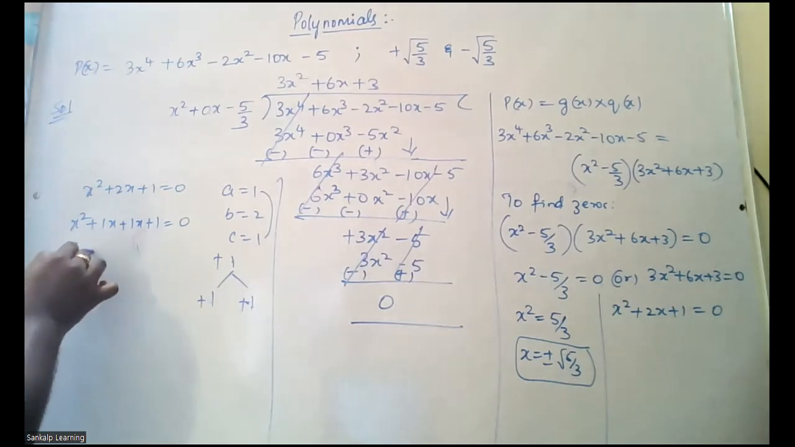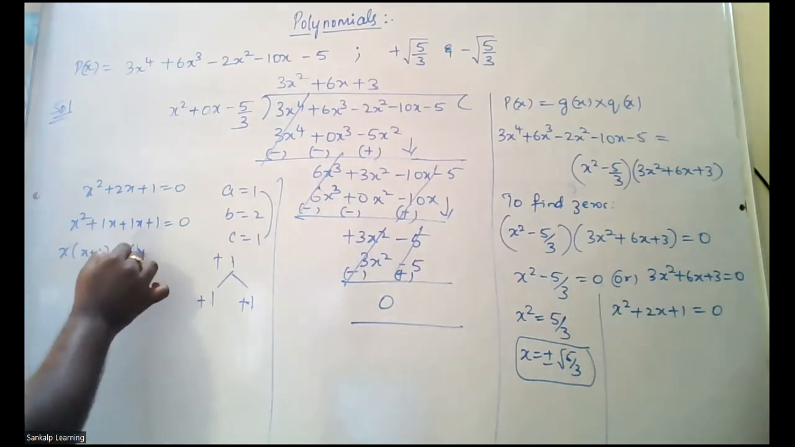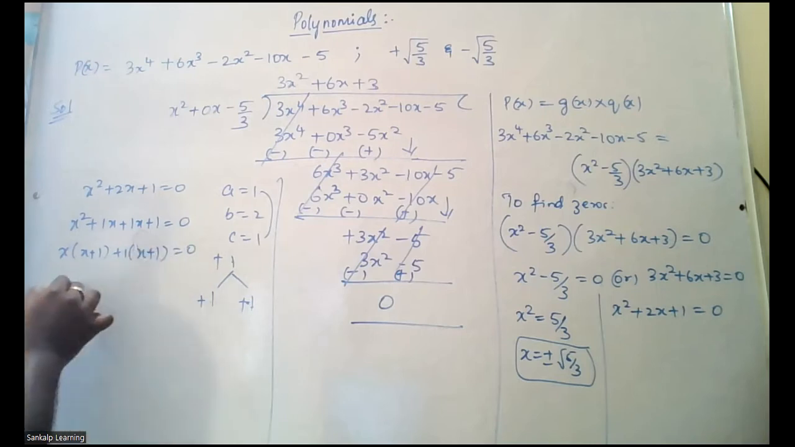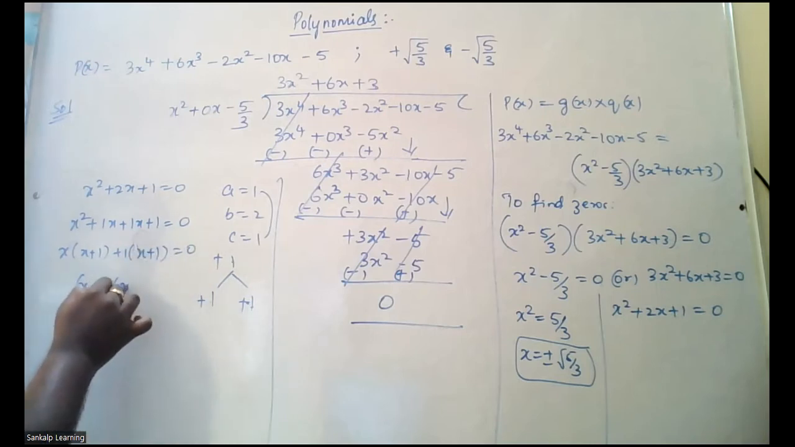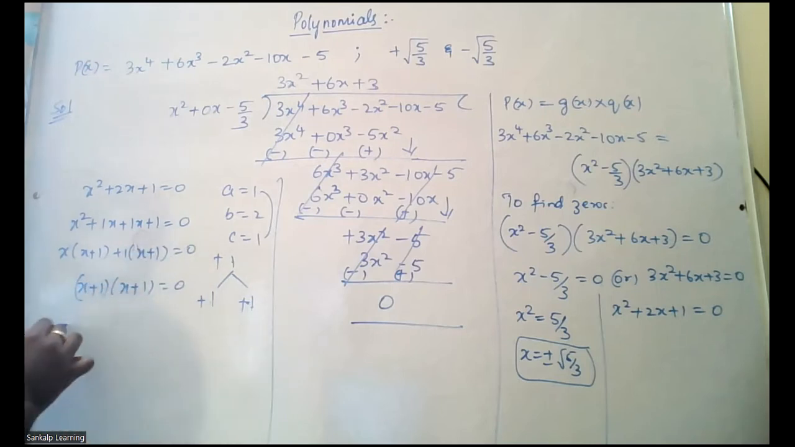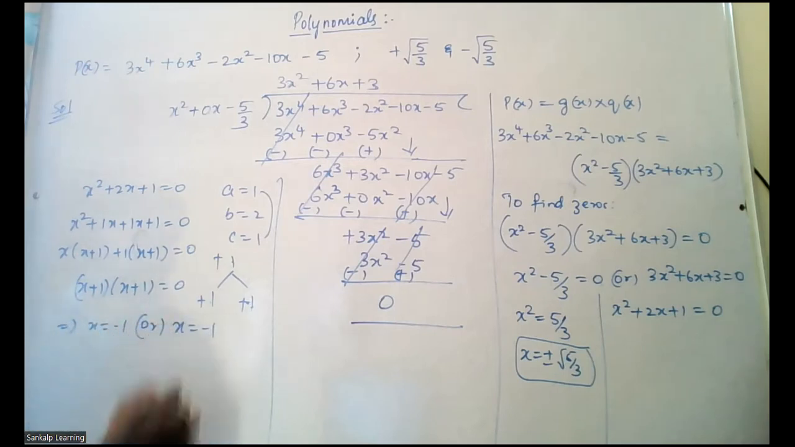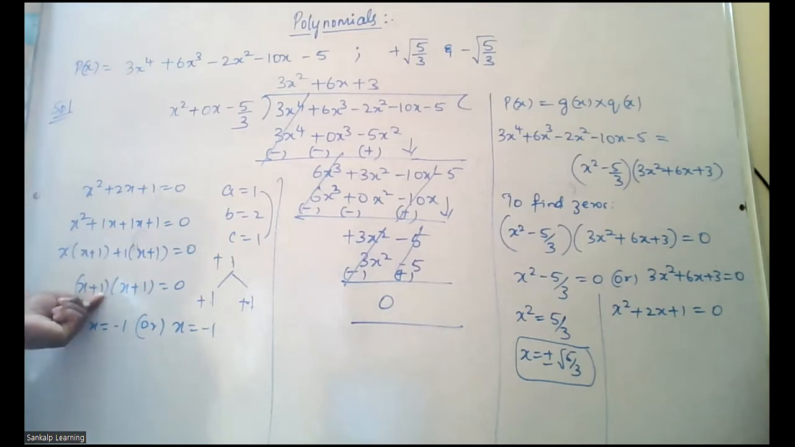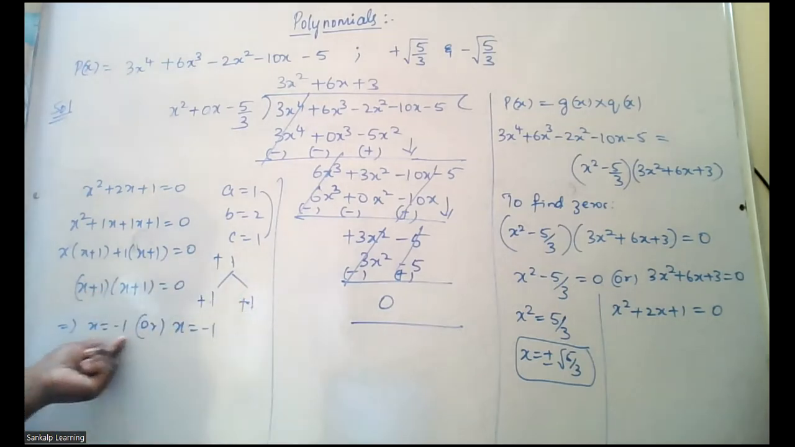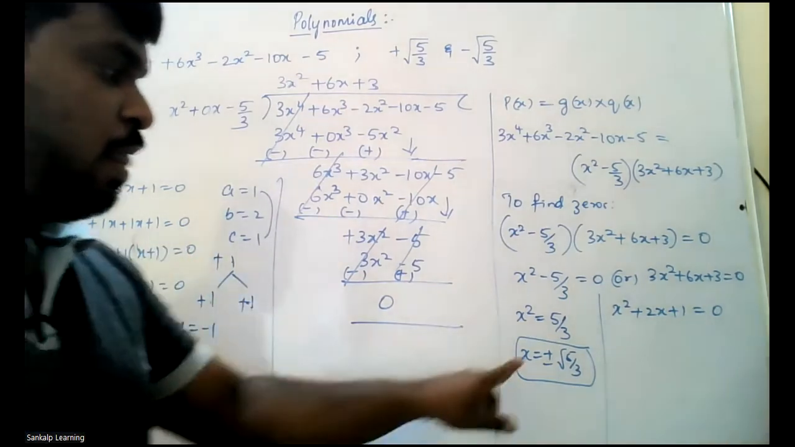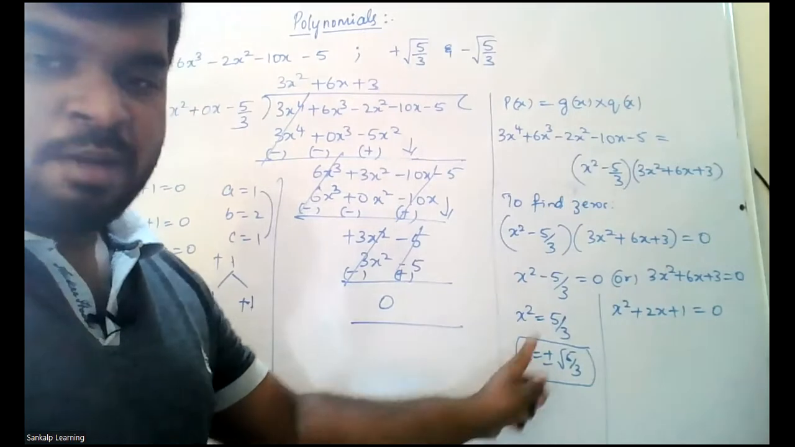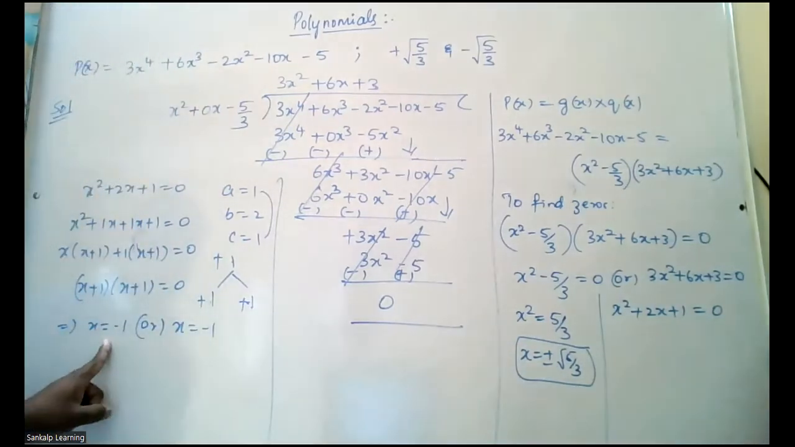So you can take x as common. Here 1 is common. We have already done this, so you should be able to do this. I'm just doing it directly. So therefore, you get two factors. Both are x plus 1. You equate this to 0, x plus 1 is equal to 0, or this x plus 1 is equal to 0. Therefore, both the times you get minus 1 itself, isn't it? Therefore, the four zeros are root 5 by 3, minus root 5 by 3, minus 1. Again, the other one is also minus 1.